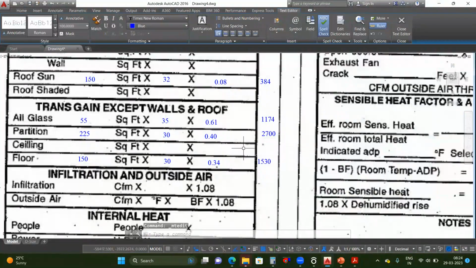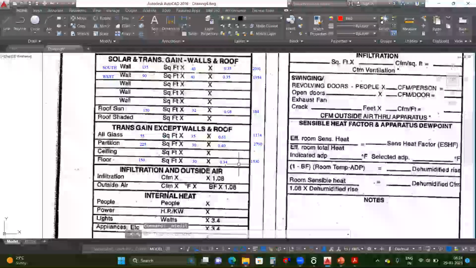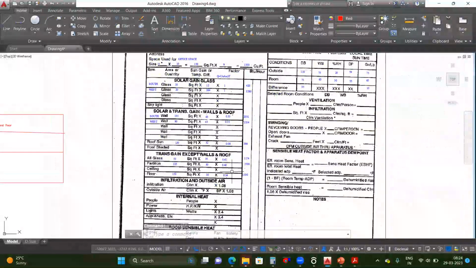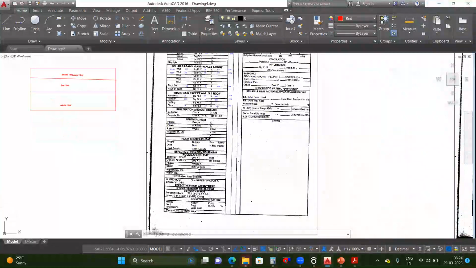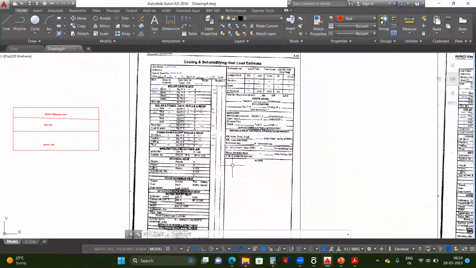Okay, so up to here we have completed walls, roofs and solar gain through glass. I think tomorrow we can complete the rest of the sheet. The rest of the sheet is very easy, so we'll try to complete it tomorrow. Okay, if you have any doubts, you can ask me.